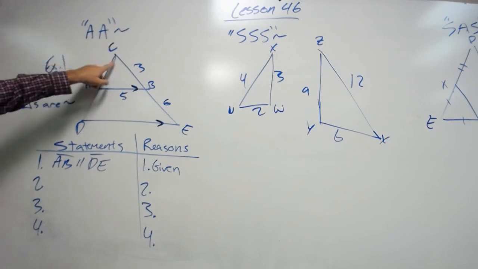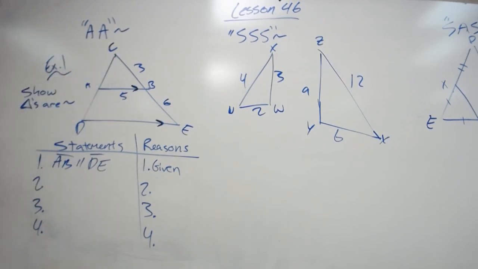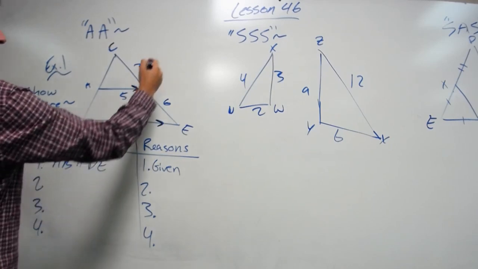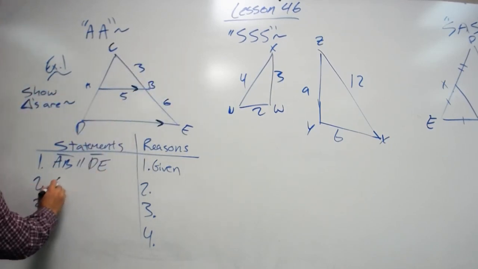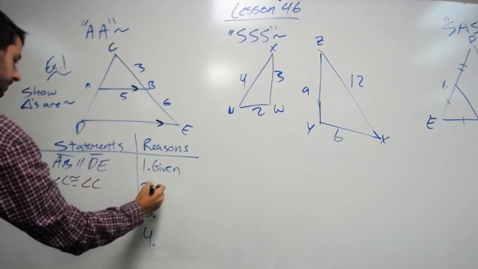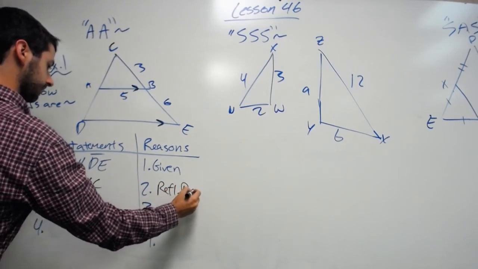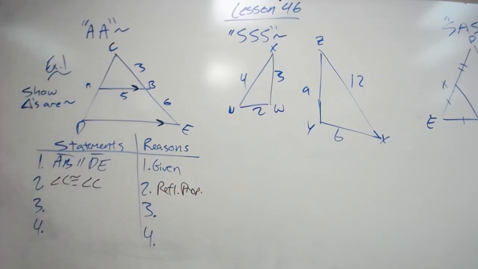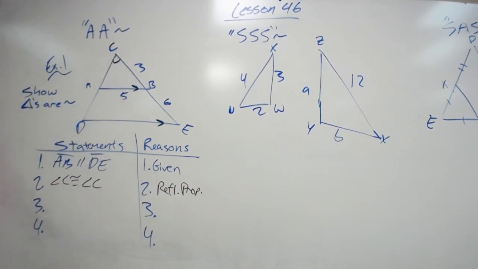Well, we already know actually that angle C is in both triangles, and it's the same thing. So if I drew both of them, angle C would be congruent to itself, and that would be the reflexive property. I'm going to abbreviate. So now we know that one angle is congruent in both triangles.